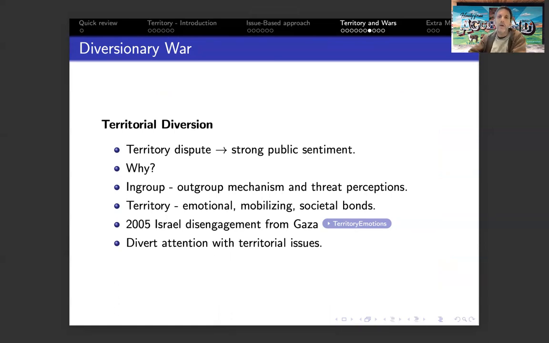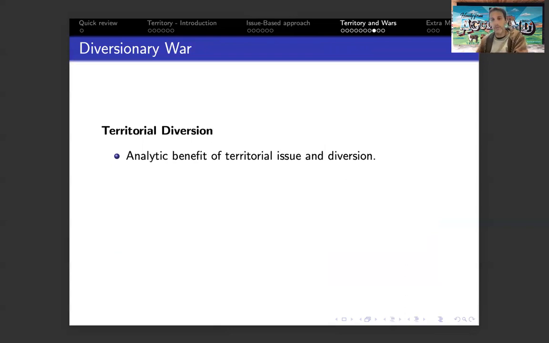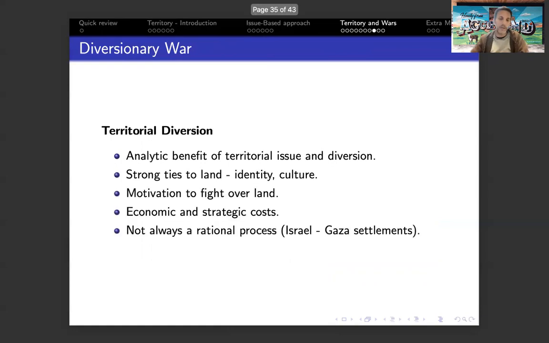Okay? Now, using territory as the linchpin of the diversion logic also offers us some analytical benefits when it comes to research. For example, I talked about the strong ties that individuals tend to form when it comes to land. It's related to their identity, their culture, the nation. And as a result of those strong ties, it increases the motivation and willingness of people to fight over land, which in some cases has almost no economic or strategic value.